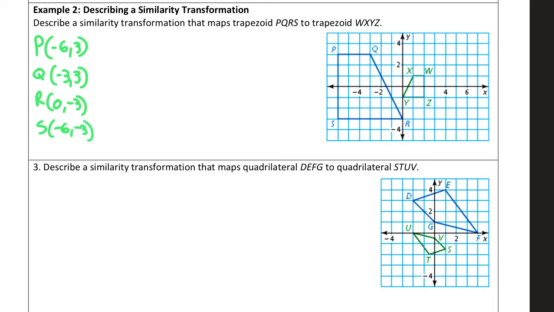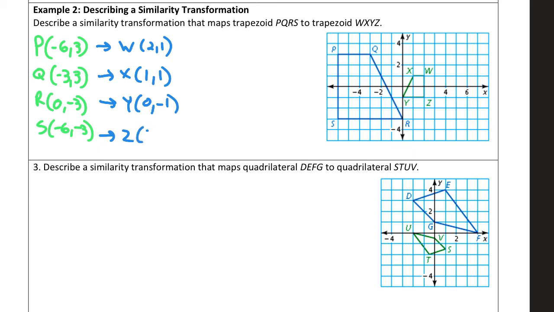That got translated to W, X, Y, Z, my bad. W, X, Y, Z. So W is the point 2, 1. X is the point 1, 1. Y is the point 0, -1. And then Z is the point 2, -1.